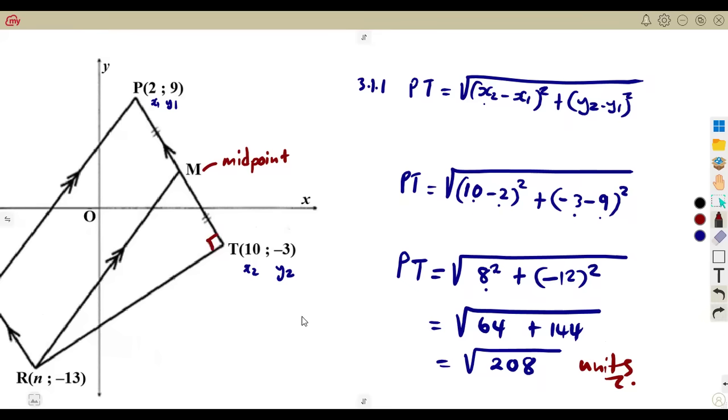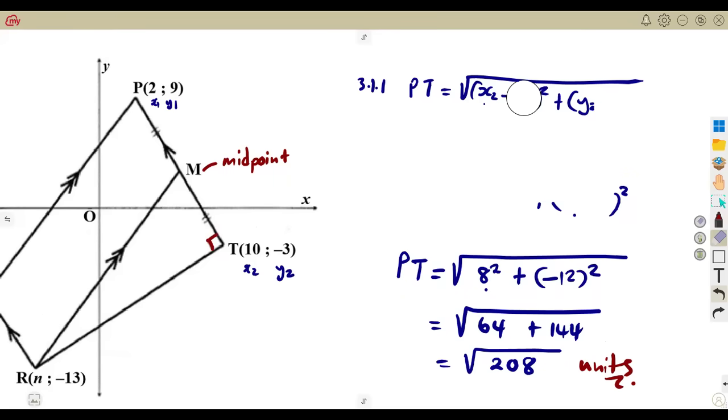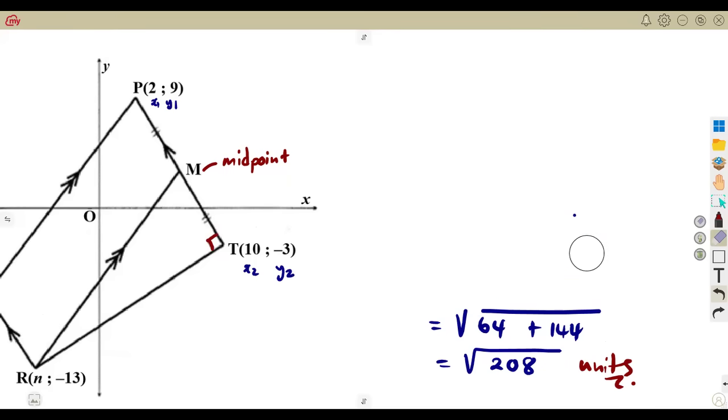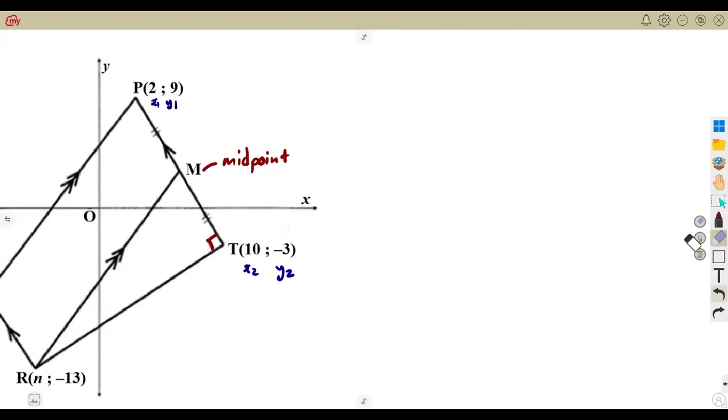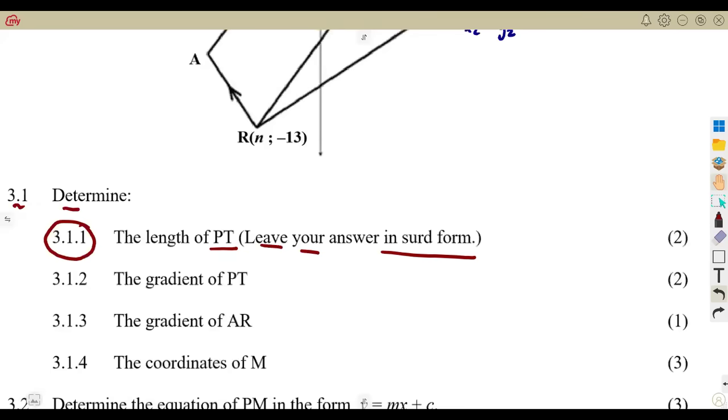You can just simplify it on your calculator. You're going to obtain 4 square root of 13. It is still fine as it is. That is surd form, as long as you are not writing it as a decimal, as long as you're writing it under the square root. So you can also write it as 4 square root of 13. It is still one and the same thing. So that is it, guys. We have got the length of PT, the whole of PT. Let's consider another question.